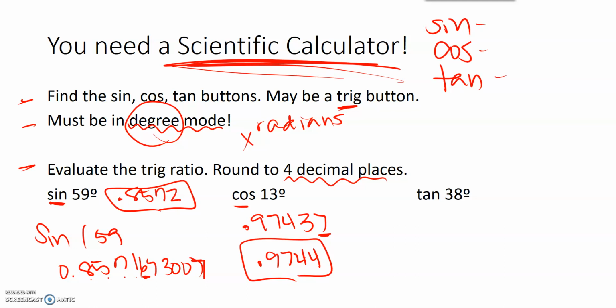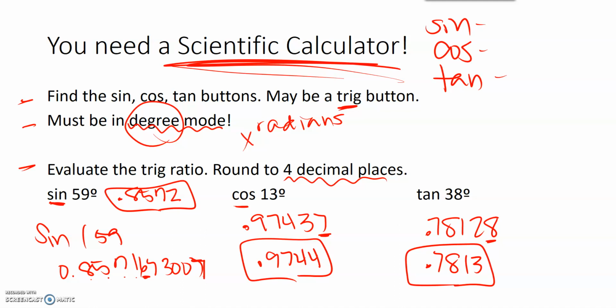Next one, tangent 38. Find the tangent button. Put in 38. I get 0.78128. I'm going to look at that 8. It is bigger than 5, so I'm going to round up on that 2 and make it a 3. And there's my answer. That part is that easy. Okay? I don't want you to overthink it. Your calculator is going to do the work for you. Just make sure that you are in degree mode, because if you're not, every one of these is going to be wrong.